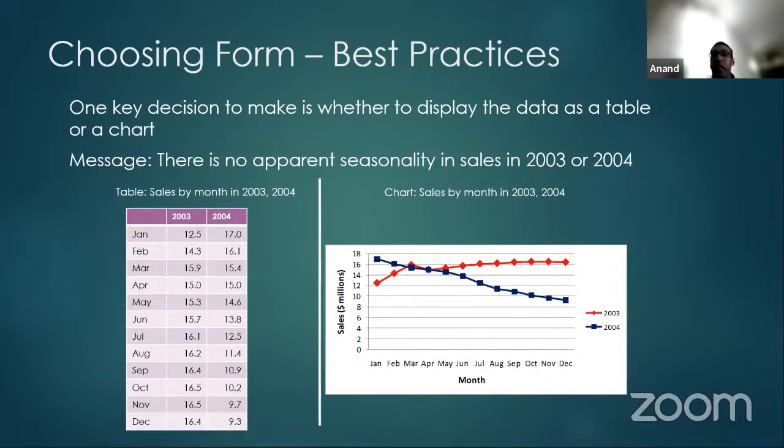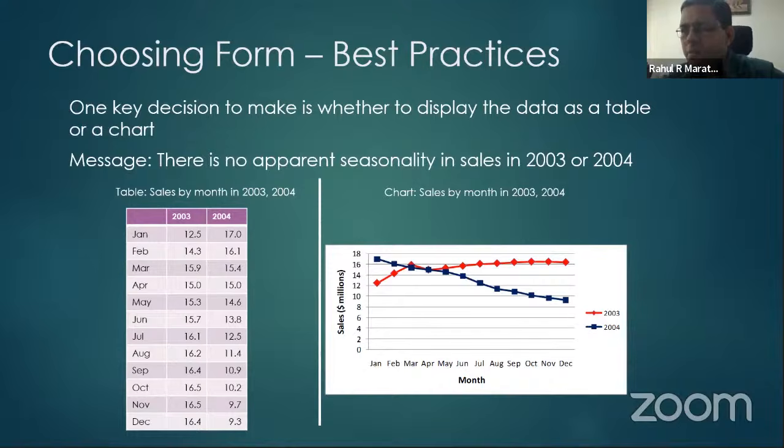So if I want to show that there's no seasonality, very clearly the right display is the graph. Even for trend, the graph is preferred. Think about how many seconds it took you to understand that 2004 has a downward trend and 2003 an upward trend, by looking at the graph versus the table. The whole idea is how you communicate that quickly, without any loss in transmission.